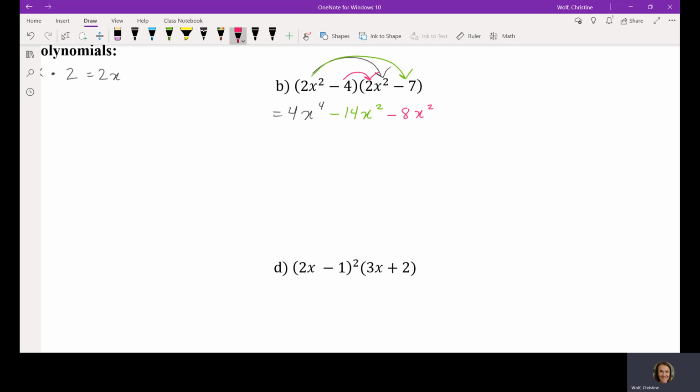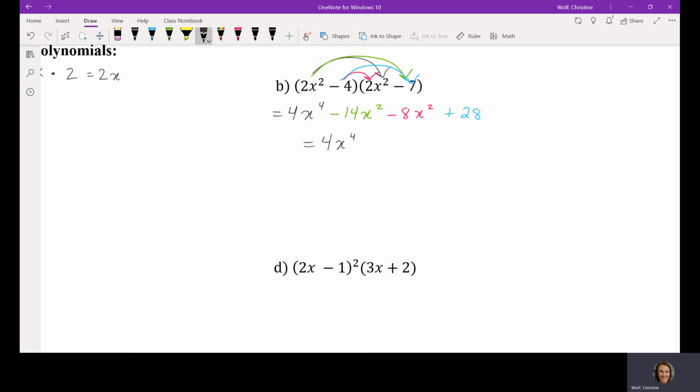And finally, I'm running out of pen colors. I'll do blue. Negative 4 times that negative 7. Negative 4 times negative 7 is positive 28. So be careful with your symbols, and there's no x's at all. So there's your four multiplications, and now you ask yourself, are there any similar terms? So my first term is an x to the 4. There are no other terms in this expression that have an x to the 4, so it doesn't change.